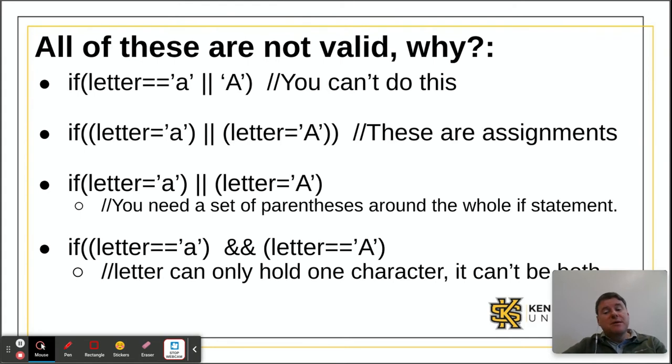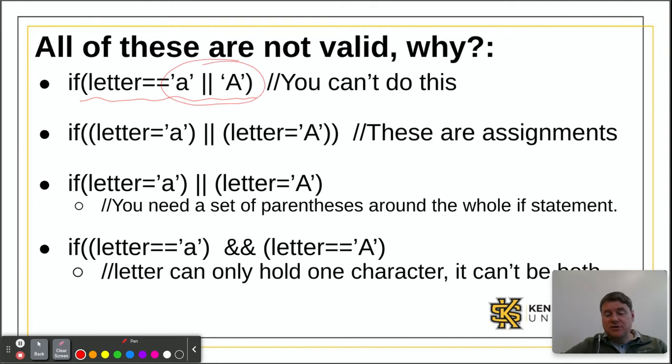These are all things that people tend to want to do, and let me be clear that none of these work. Everything on this slide is bad. So the first one that people tend to want to say is, if letter equals a or A. And that logically makes sense in your head, but this is not valid code. You can't just say a or A. That does not mean anything to the computer because that's not a valid Boolean. A is not a Boolean, therefore a or A is meaningless. So this is bad. You definitely don't want to do that.